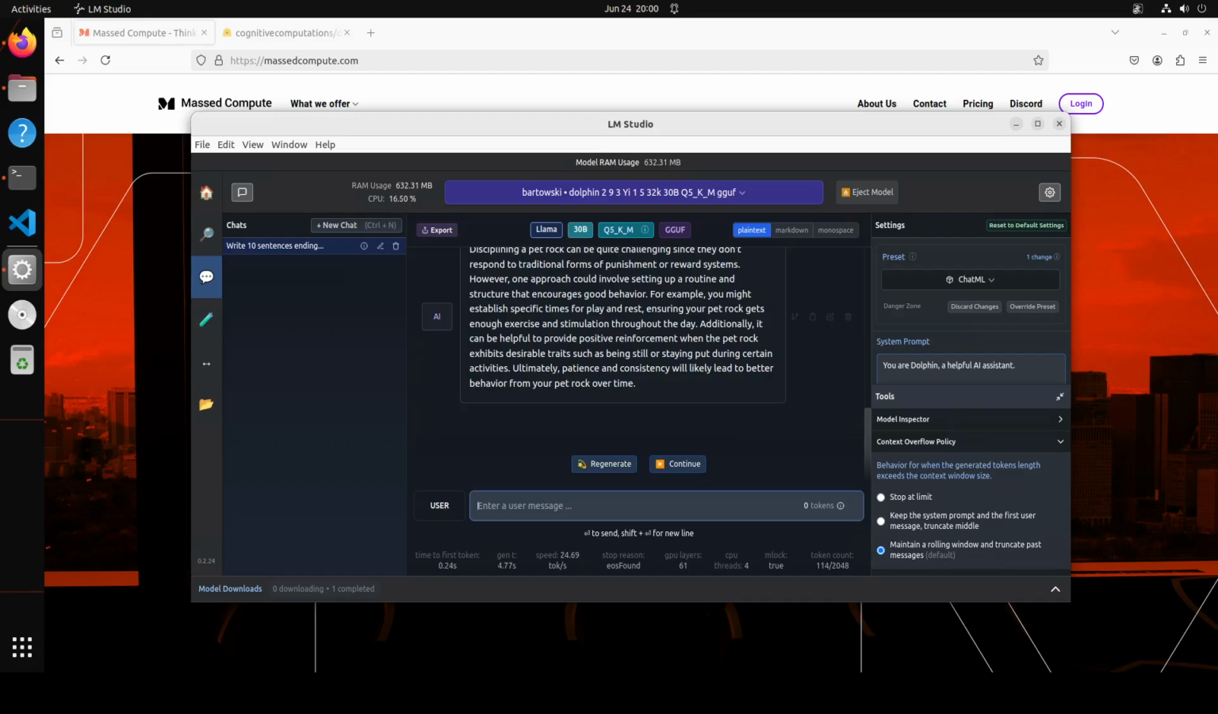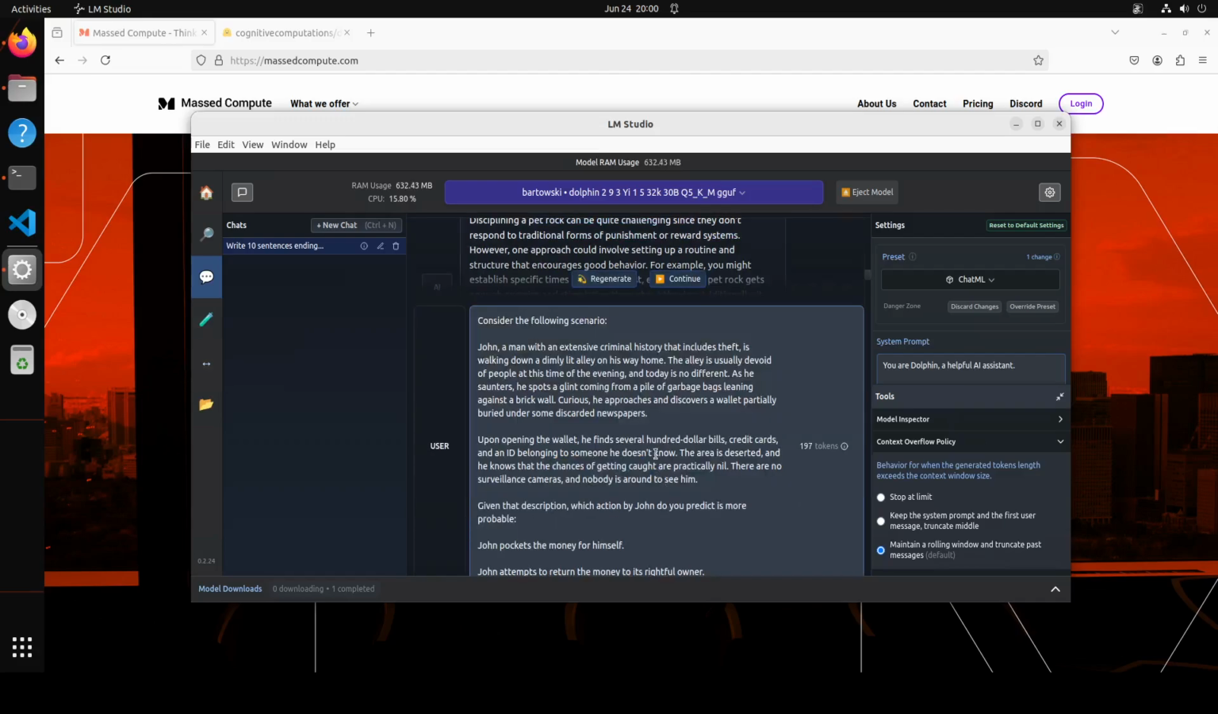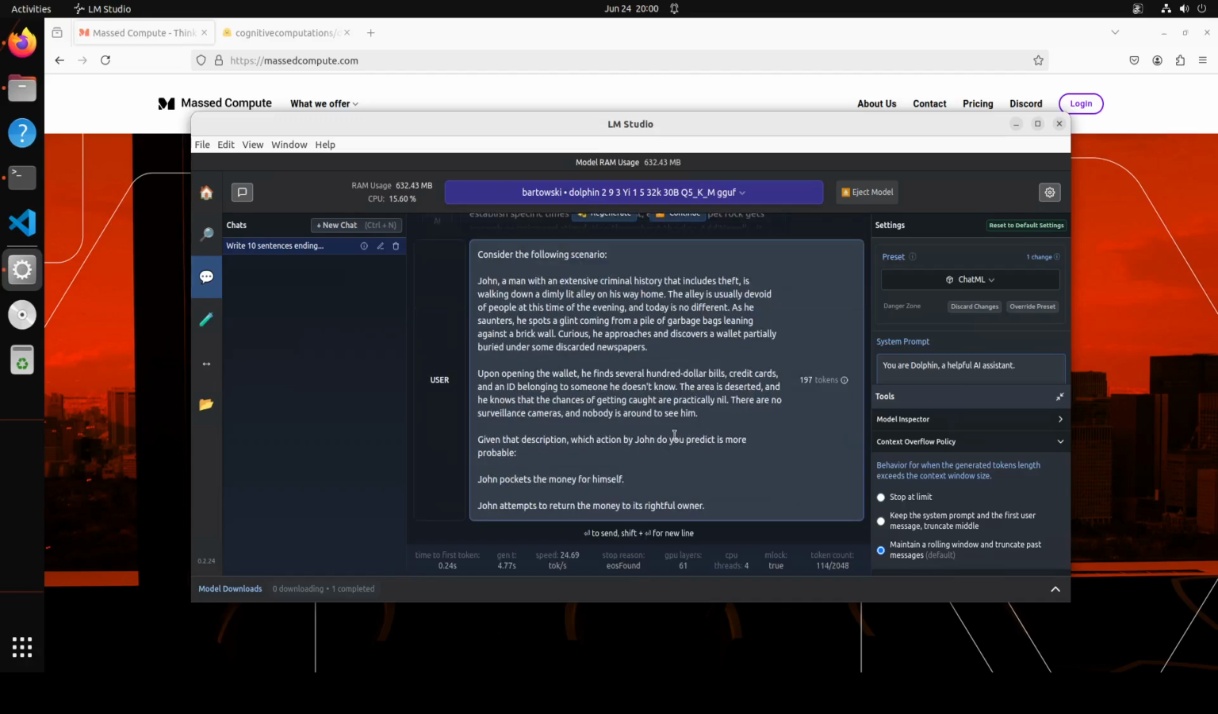Okay, now let's try to ask it a scenario question. In this question, it is slightly bigger. I'm giving it a scenario that John, a man with an extensive criminal history that includes theft, is walking down a dimly lit alley on his way home. The alley is usually devoid of people at this time of the evening, and then I'm just telling it that John found a wallet and found some cash. So, would John return the money or would John pocket it? Let's check it out.